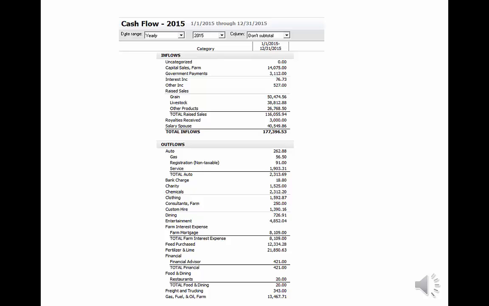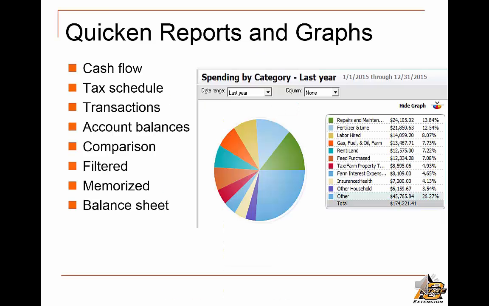It also makes it easy to compare years so that you have a record of how high feed expenses were during a drought year, or how much repair expenses may be increasing over time. The list here of sample reports in Quicken further demonstrates the variety of ways information can be summarized with a couple of clicks of the mouse.